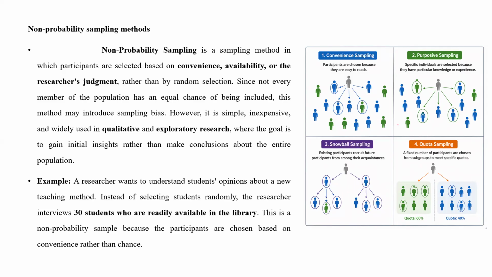And exploratory research. What is exploratory? What is explanatory? What is qualitative research? What is quantitative research? We already saw everything, we have already done those topics. Okay, so the goal is to gain initial insights rather than make conclusions about the entire population. For example, the researcher wants to understand students' opinions about a new teaching method. Instead of selecting students randomly, the researcher interviews 30 students who are readily available in the library. So this is non-probability sampling. They won't select randomly, it depends on availability, because the participants are chosen based on convenience rather than chance.